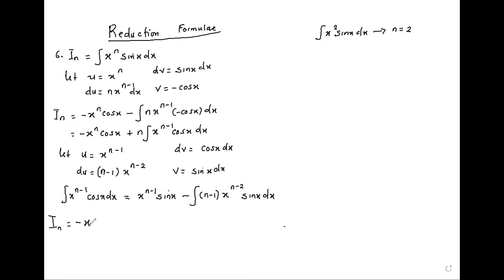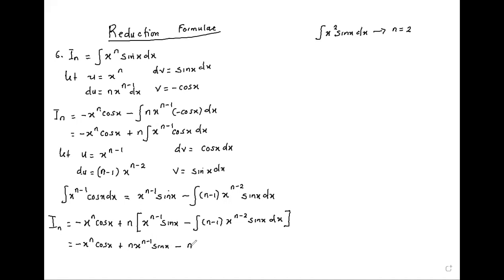We go and substitute now. So we'll have negative x^n cos x plus n open x^(n-1) sin x minus the integral of (n-1) x^(n-2) sin x dx. Then now we expand, so we have negative x^n cos x plus n x^(n-1) sin x minus n, this n from here. Then this n, we take it outside the integral, it is just a constant. And then we remain with the integral of x^(n-2) sin x dx.